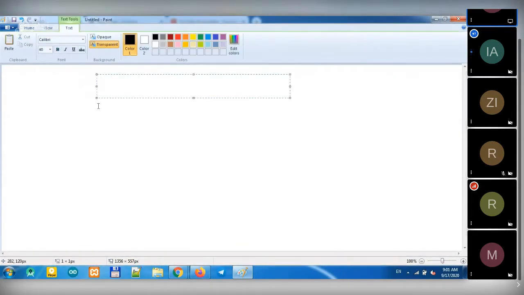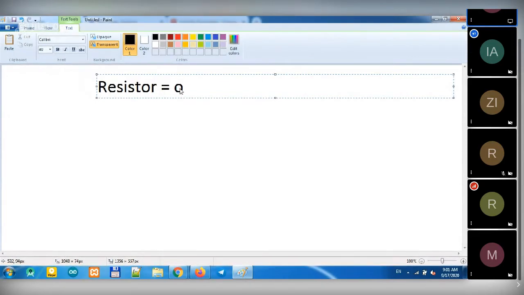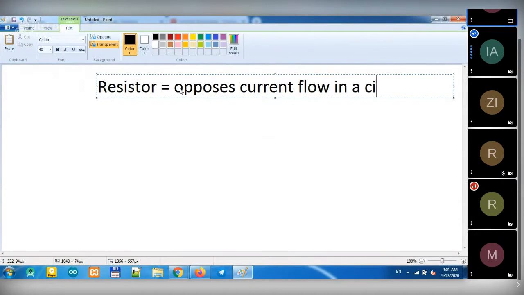Now we talk about resistor. I'm sure you heard about resistor before. Resistor will oppose current flow in a circuit. Resistor means it will resist against current.